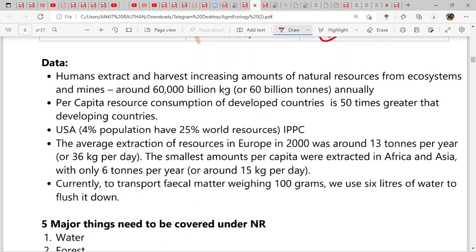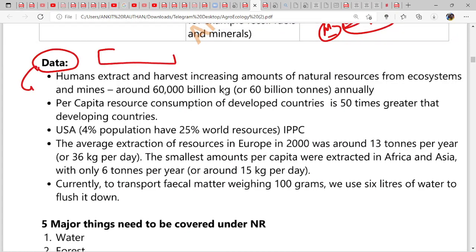Data. Now this data we have to use at the starting, you understanding? In the starting we'll use this data. For example, human extract and harvest increasing amounts of natural resources, so natural resources are depleting. You should have some data, so this data will be used.